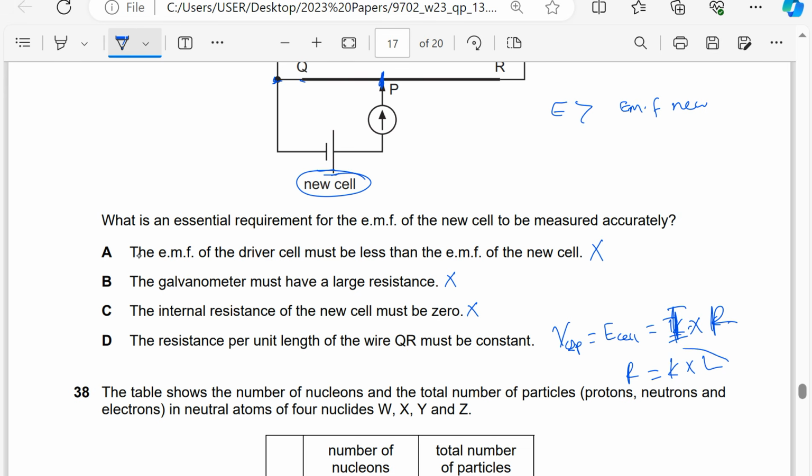So we need the resistance per unit length. The constant K is the resistance over L, resistance per unit length. If I want the resistance PQ or QP, I need the resistance per unit length times the length PQ or QP. So the resistance per unit length should be constant. So the answer is D.